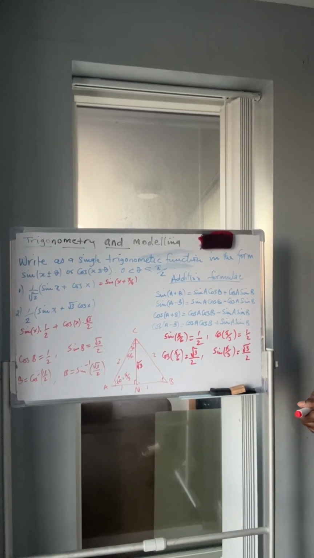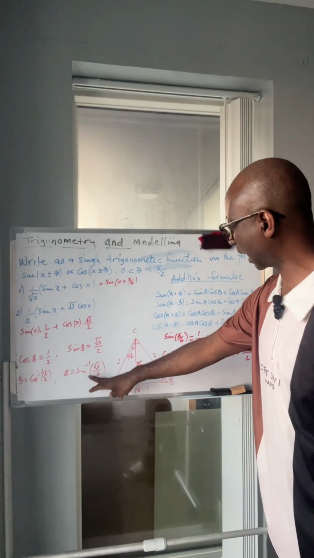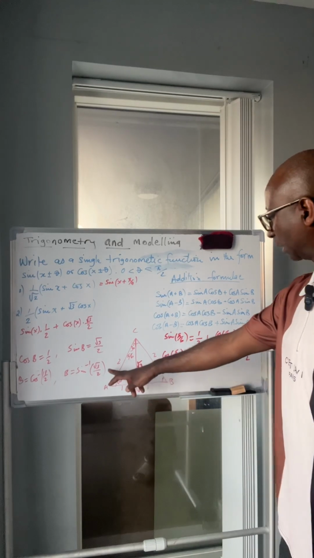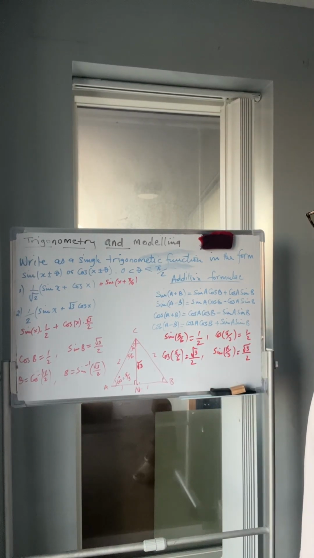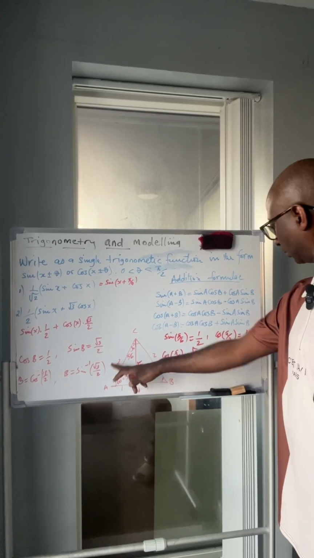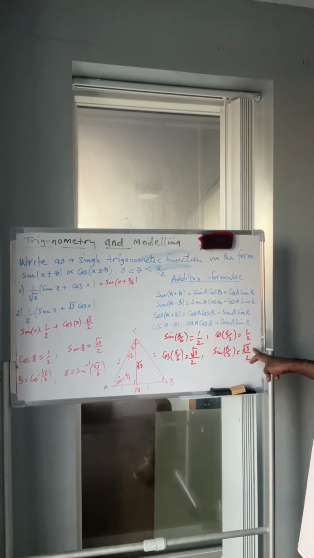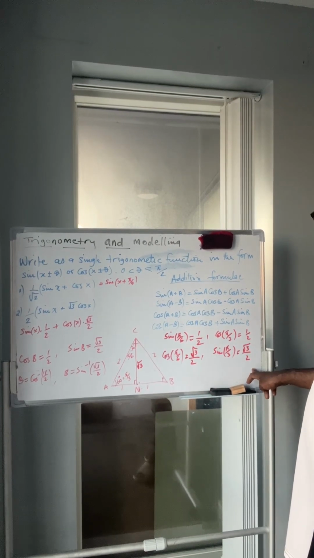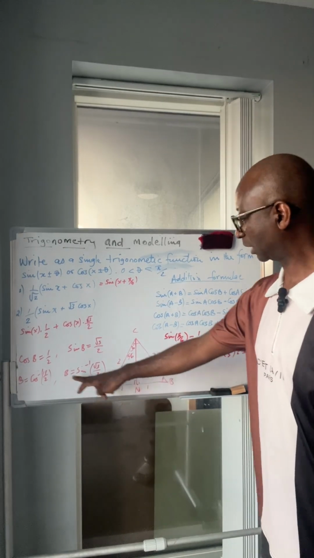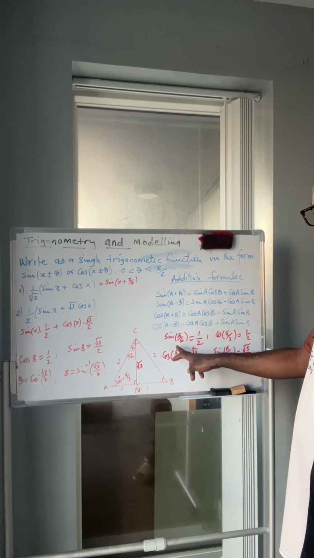In that case, now we want arc sine. What gives us root 3 over 2? Sine pi over 3 is equal to root 3 over 2. And cos pi over 3 gives 1/2.